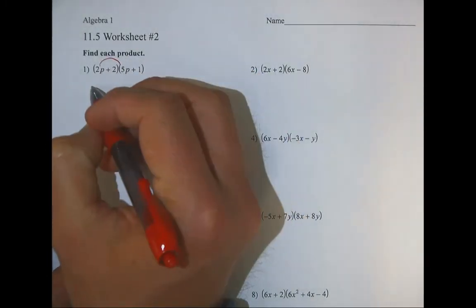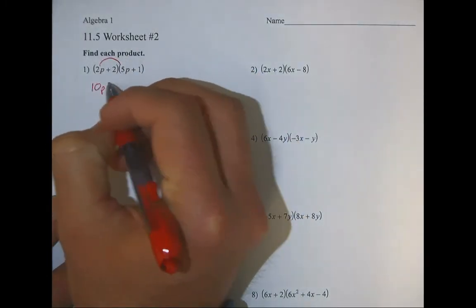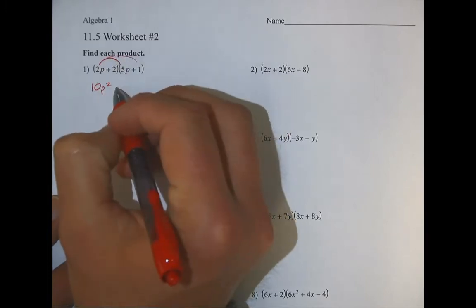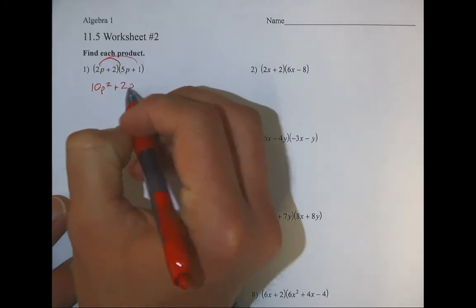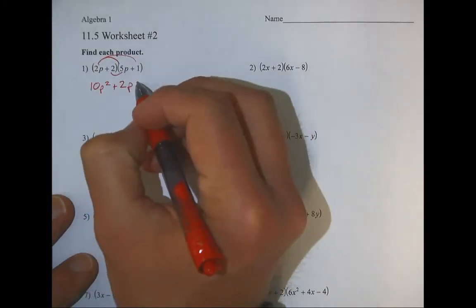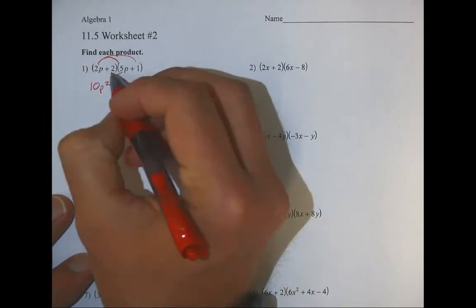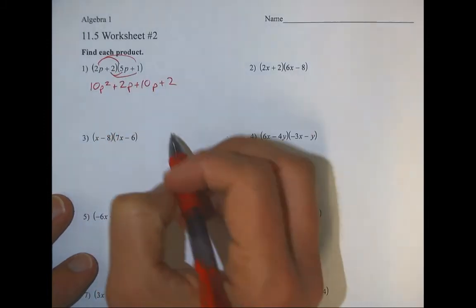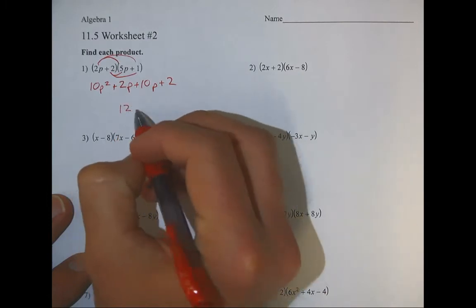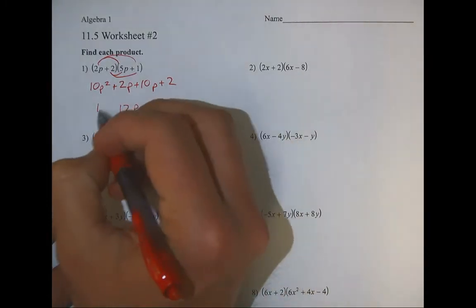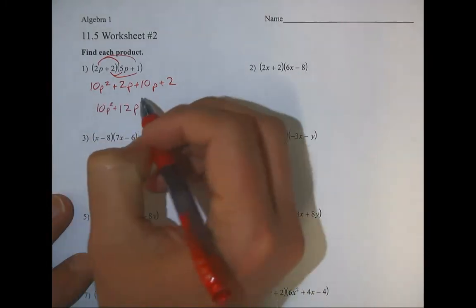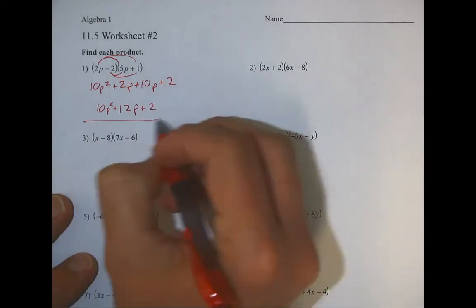So here we go. Multiply there, that's 10p squared. Here, that's just 2p. Here, 10p. Here, that's 2. These are going to go together to form a 12p. Everything else comes down. Positive, so I write plus.